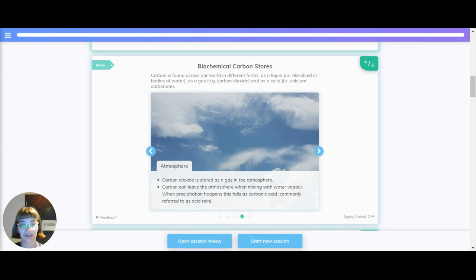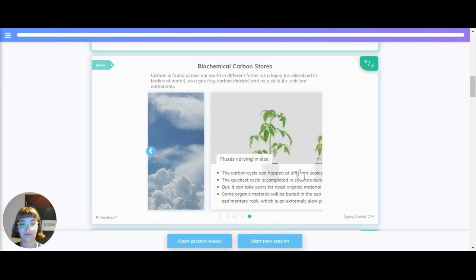Atmosphere. Carbon dioxide is stored as a gas in the atmosphere. Carbon can leave the atmosphere when mixing with water vapor. When precipitation happens, this causes carbonic acid, which is commonly referred to as acid rain.